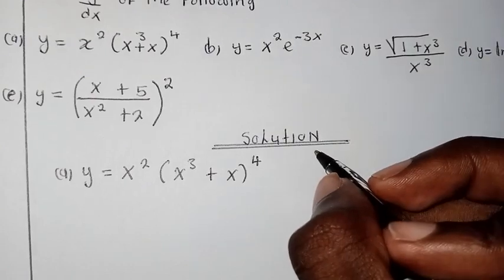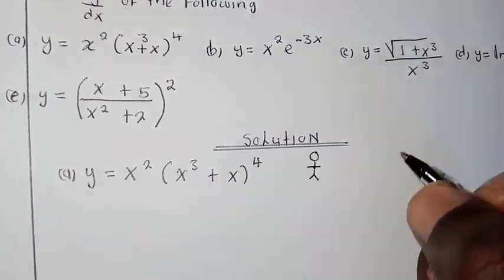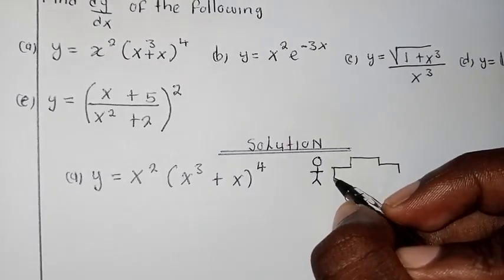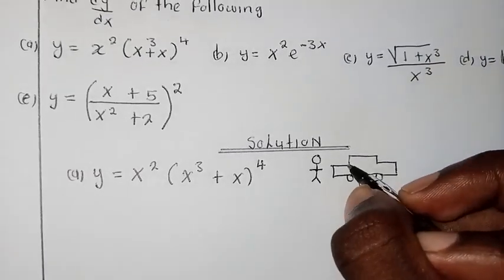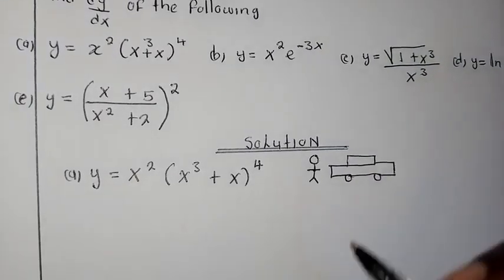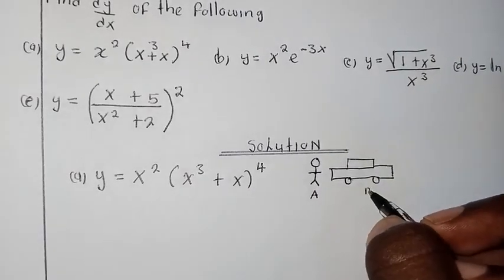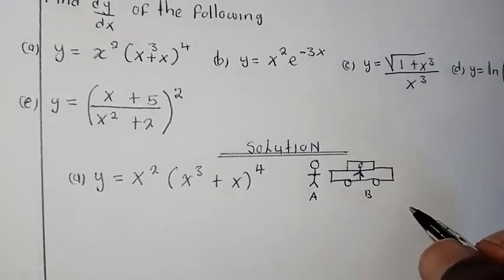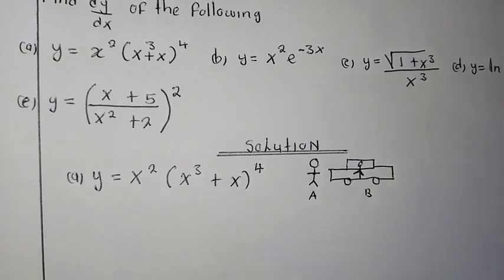Okay, so let me do this. We have this person here. Then of course we do have this car here. I'm not good at drawing anyway, but this looks like a car. Now we have this person here. I name him A and I name the vehicle B. Then we have another person who is seated in the car. Now one thing that you must be able to understand is this.